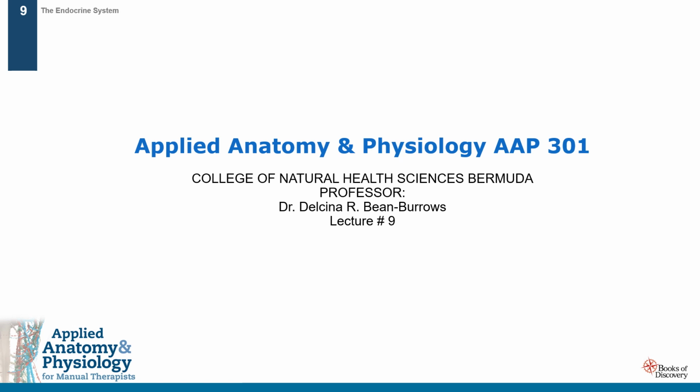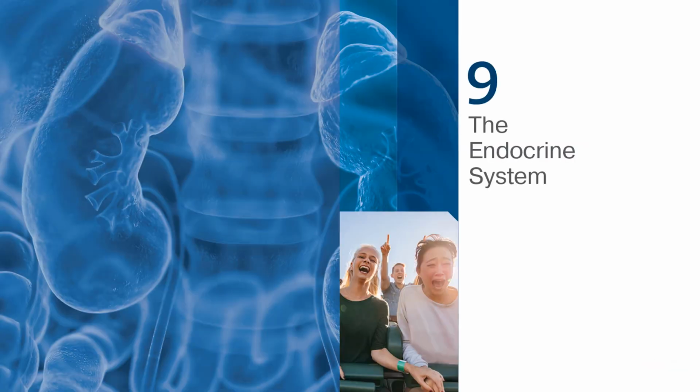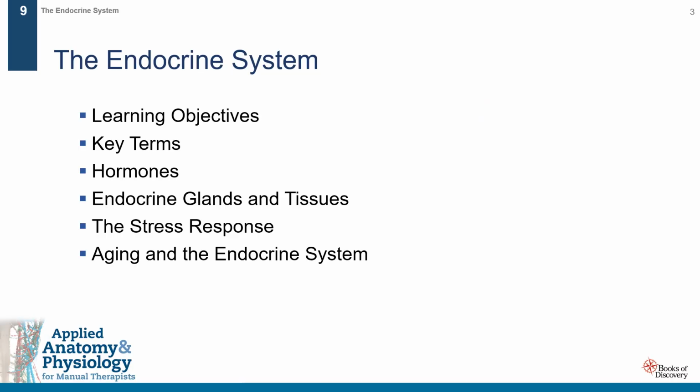This is Applied Anatomy and Physiology, AAP 301 for the College of Natural Health Sciences, Bermuda. My name is Dr. Delcina Bean Burrows, and this is lecture number 9. And today we will be looking at the endocrine system. In today's lecture, we will consider the learning objectives, key terms, hormones, endocrine glands and tissues, the stress response, aging, and the endocrine system.